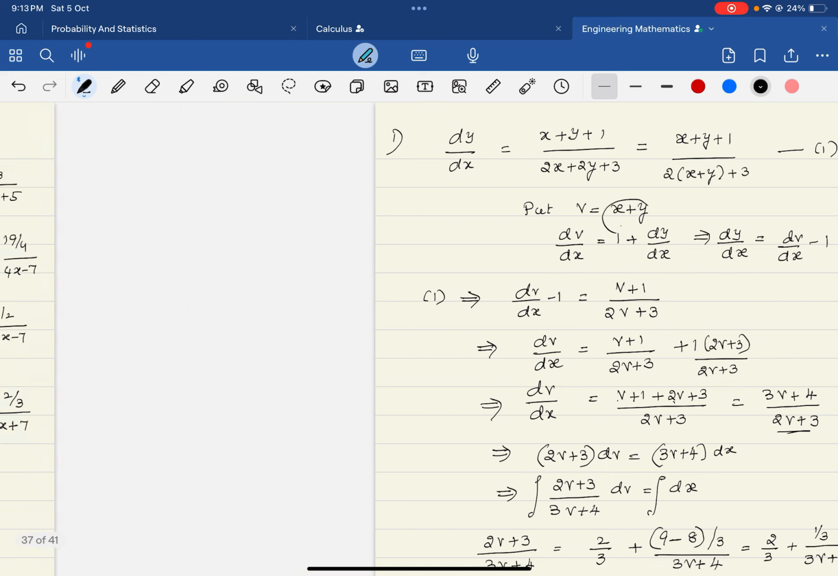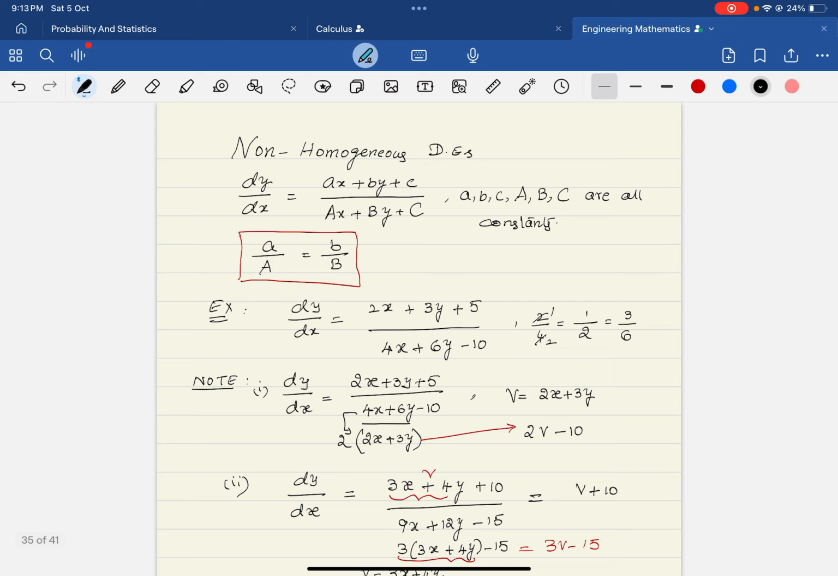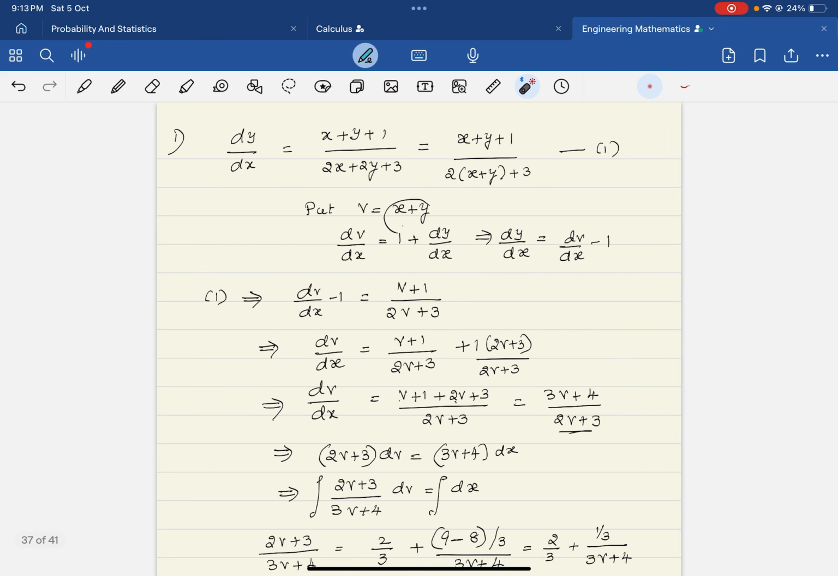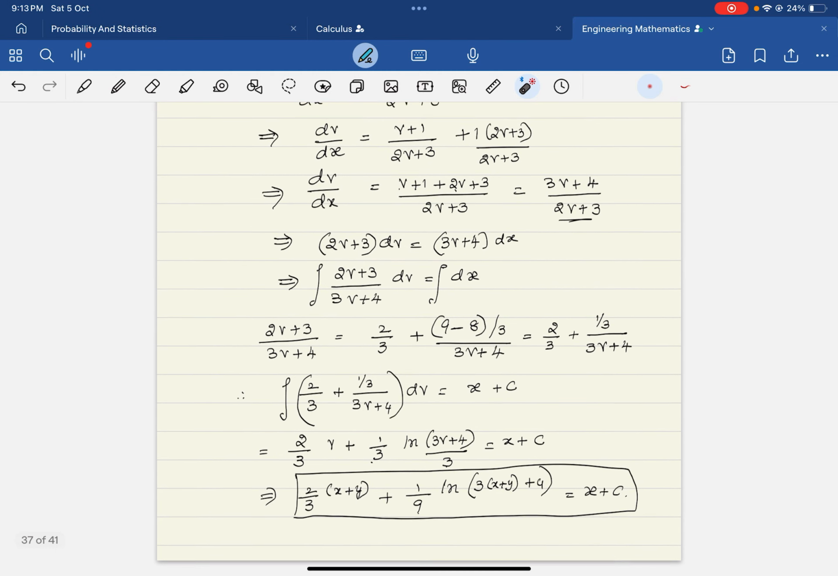So here the strategy is you have to understand what to take. First of all, the condition is important, and what is to be taken as v is important, and the next thing is how to split the fractions is important, like this, and then apply one by one how to do the solution. I hope it is clear.